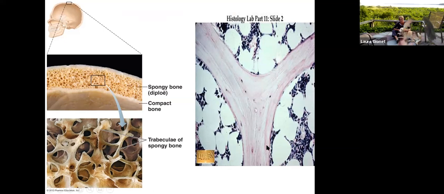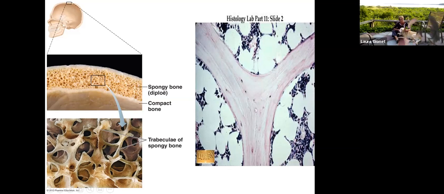So the slide over to the right-hand side gives you a little better appreciation of that. The pinkish staining material in the center in the shape of a Y, that's your trabeculae. And you can see some osteocytes sitting in the lacuna. But the material between those two, the lower right and left into the upper region, you can see that the dark purple staining granular material, that is the red bone marrow.